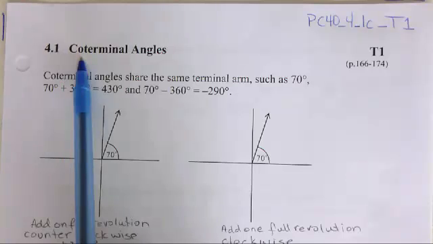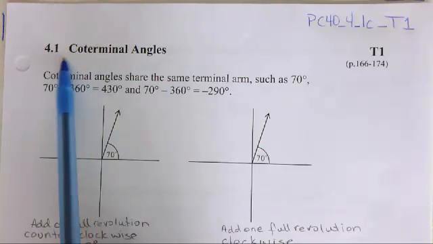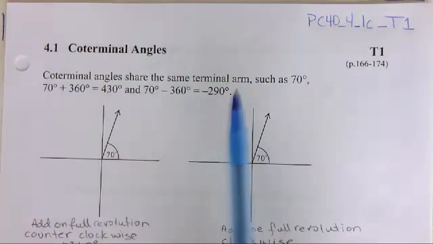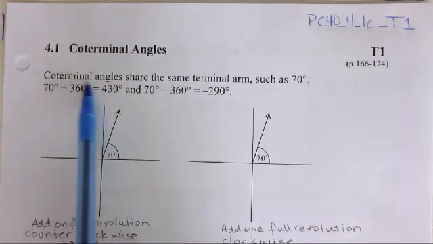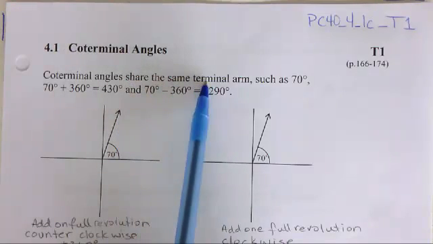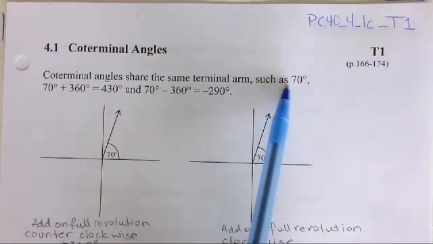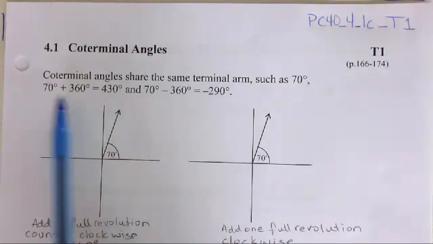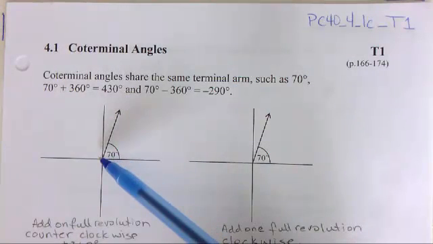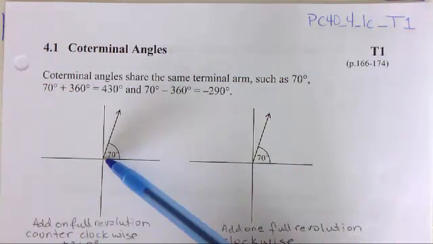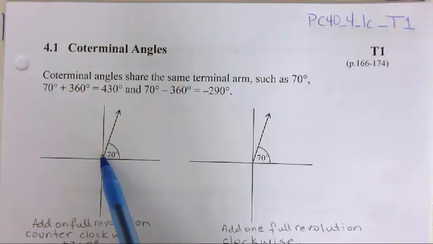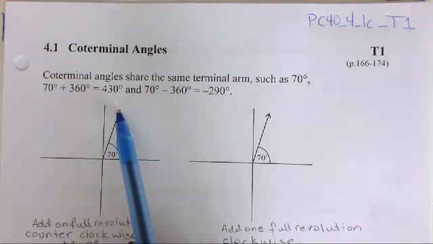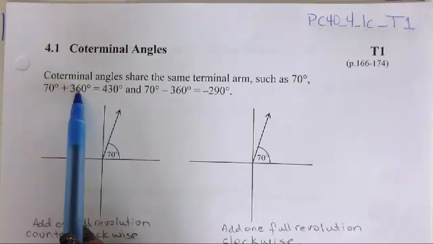So there's a relationship. They share the same terminal arm. So that's the definition we're giving you. Coterminal angles share the same terminal arm, such as, in this example, 70 degrees. It could either be 70 like it is here, or we could also take another full revolution and it would end up being at 430 if we add the two together.